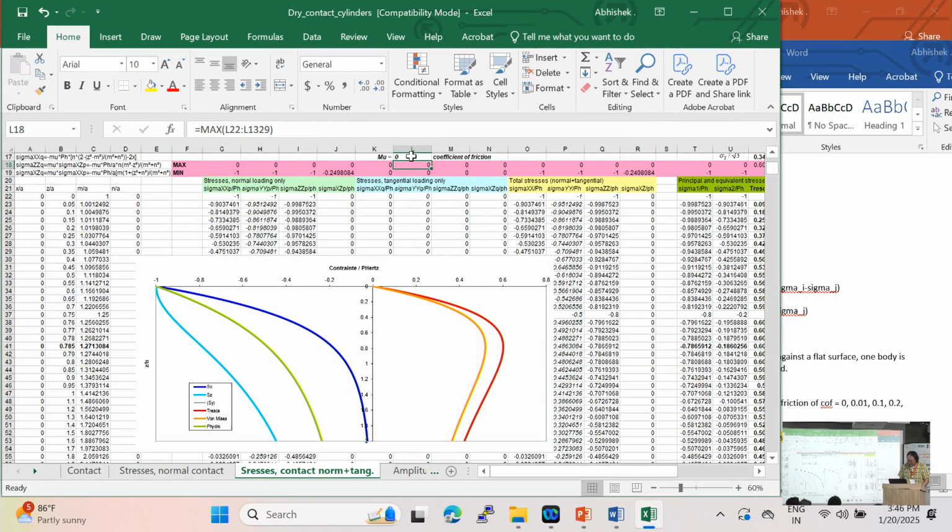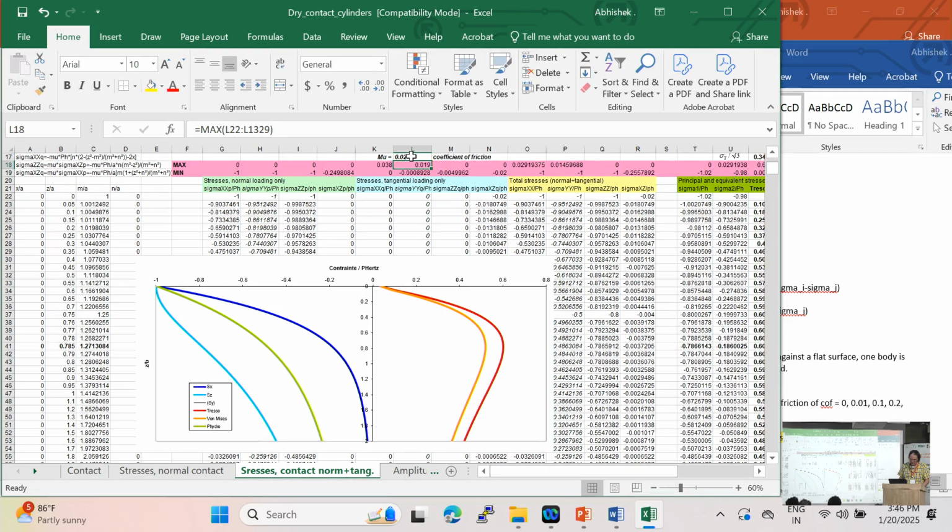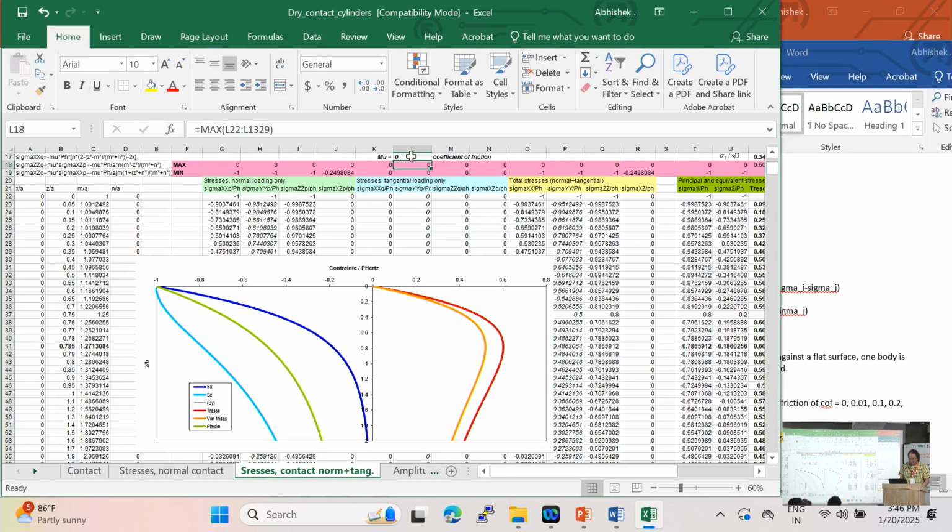Now let's try 2%. Okay, so it's a very slight change. Very, very small change, almost nothing. Let's try 10%.